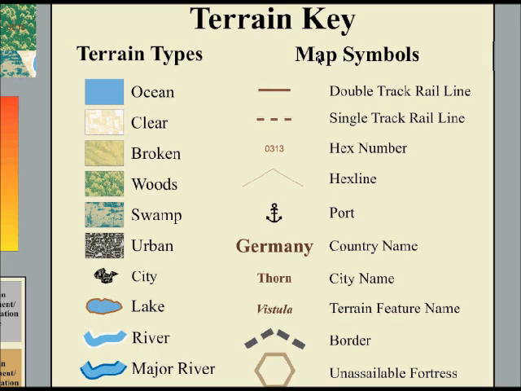Over on the other side, you see the description of the different map symbols. For example, a solid brown line is a double track rail line. This, of course, is the symbol for a port. This is the symbol for the international border at the start of World War I. And then the different names for countries, cities, and other terrain features.